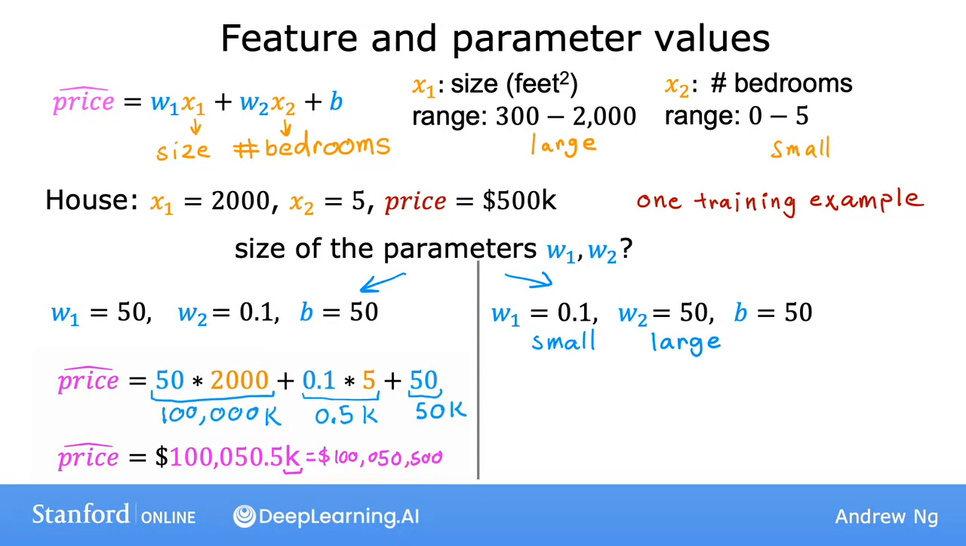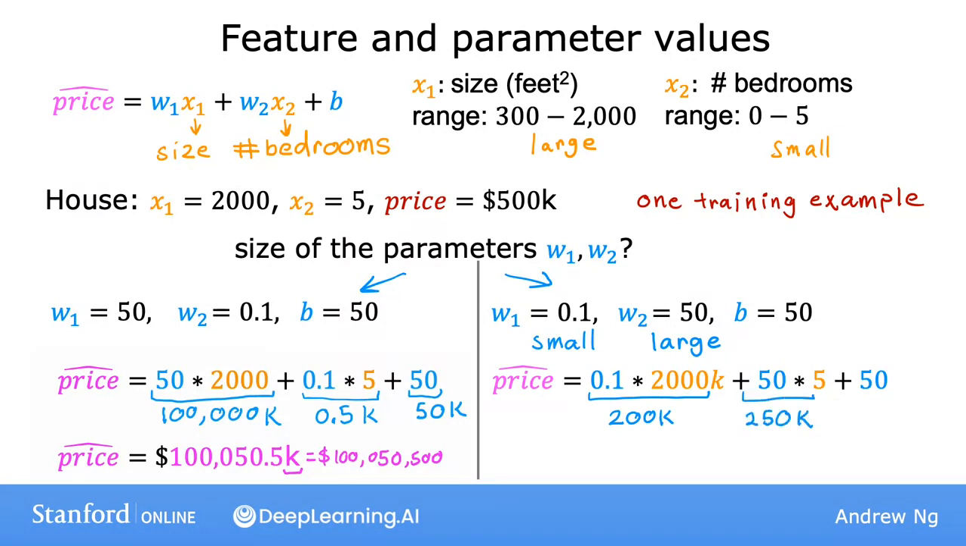So here, the predicted price is 0.1 times 2,000 plus 50 times 5 plus 50. The first term becomes 200K, the second term becomes 250K, and then plus 50. So this version of the model predicts a price of $500,000, which is a much more reasonable estimate, and happens to be the same price as the true price of the house.